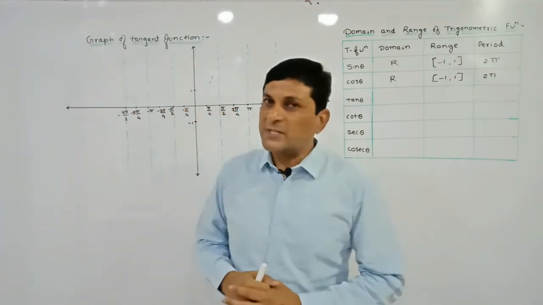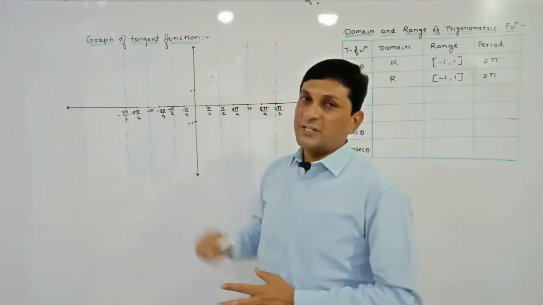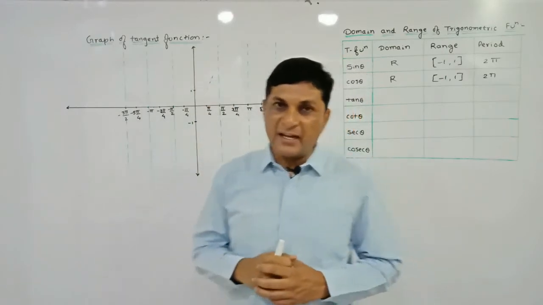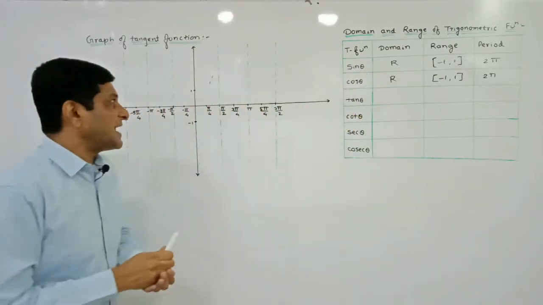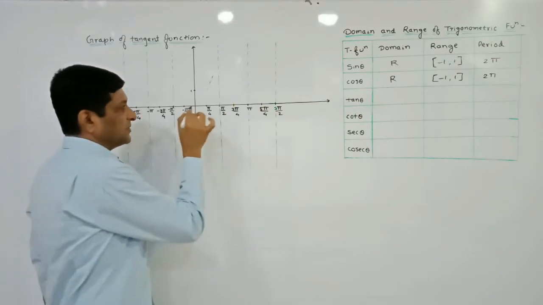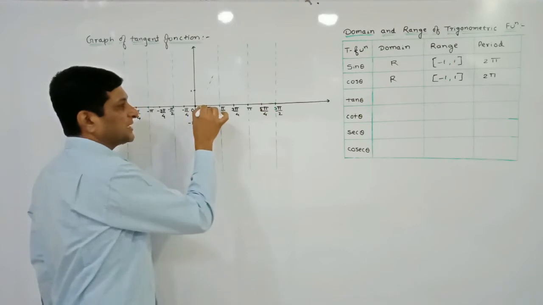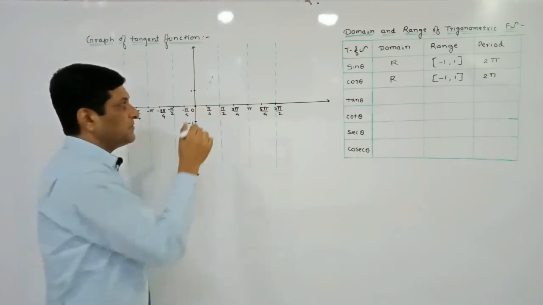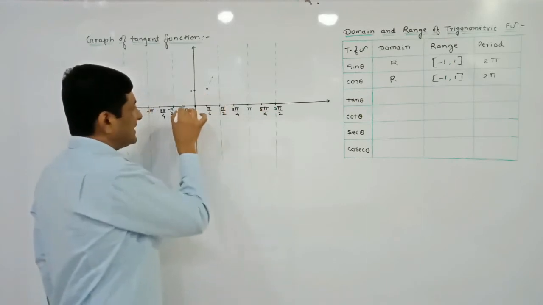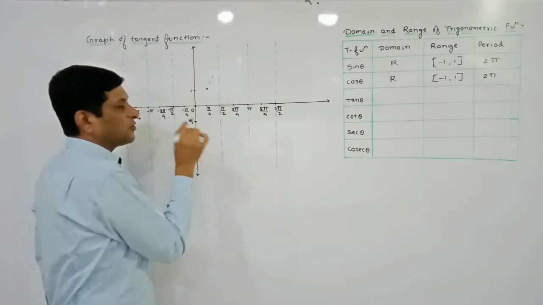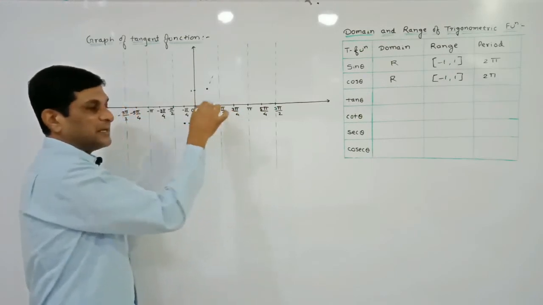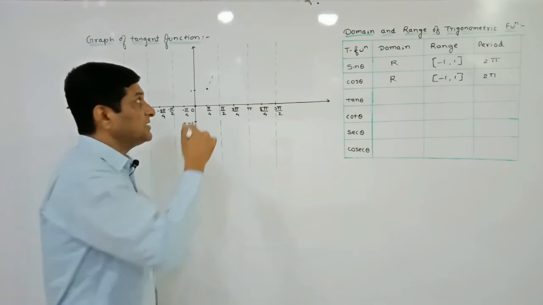Now let us try to construct the graph of the tangent function, the graph of tan theta. We know that the value of tan 0 is equal to 0. So here at 0, tan 0 is equal to 0. Tan pi by 4, that is tan 45, is equal to +1, and tan minus 45 is equal to -1. Tan 90 degrees, pi by 2, means 90 degrees.